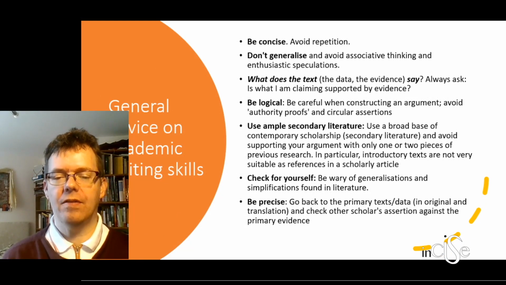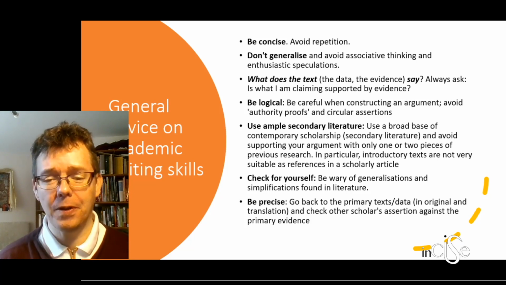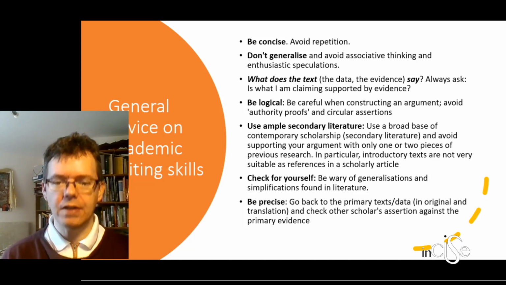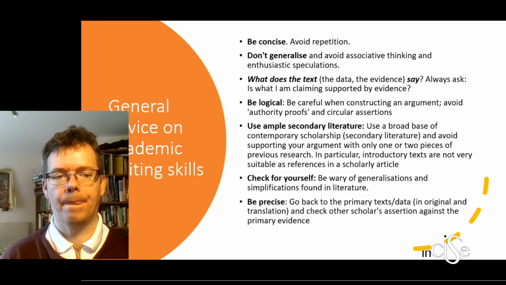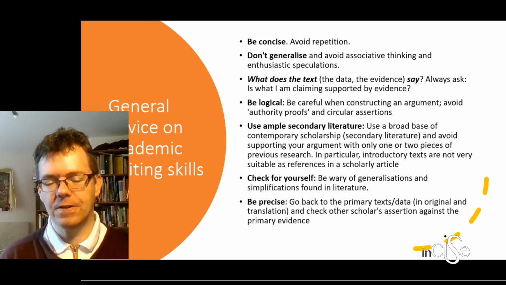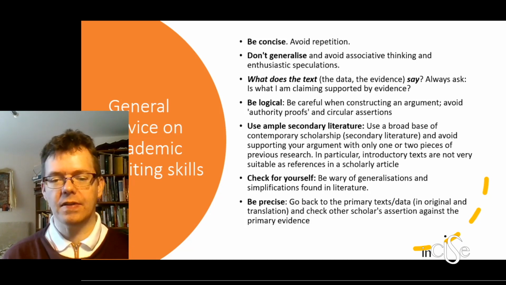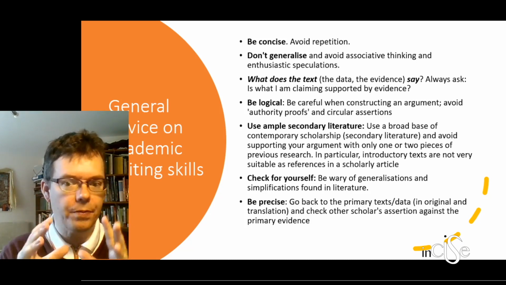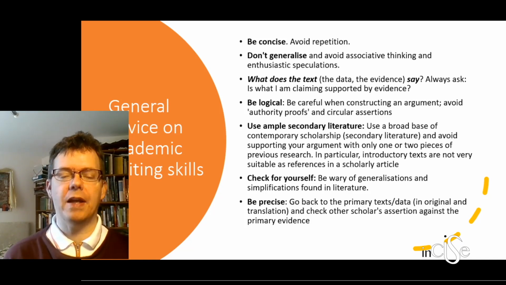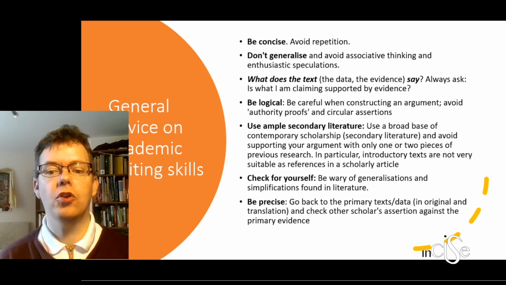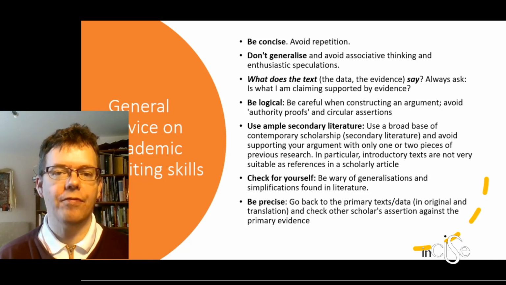Use ample and varied secondary literature that you actually read yourself. Don't copy references from secondary literature. Read the literature yourself. Use a broad base of contemporary scholarship. If you just look at two articles, it's usually not enough to support a good balanced argument. It depends. Some very technical research topics, obviously there is not much scholarship on there. But usually on undergraduate and postgraduate level, there's plenty of scholarship that you can find and that you should use. Use as widely as possible, also from different angles. Don't just follow the references of one article.